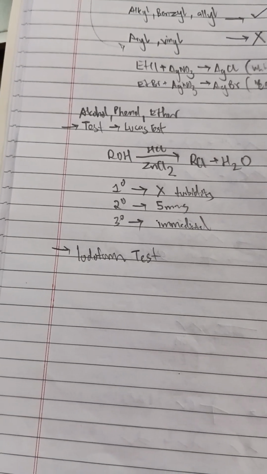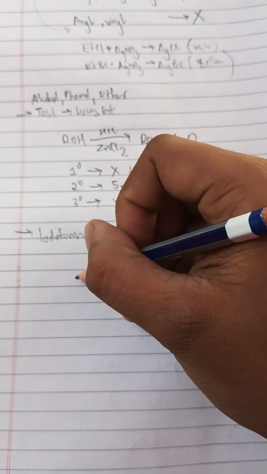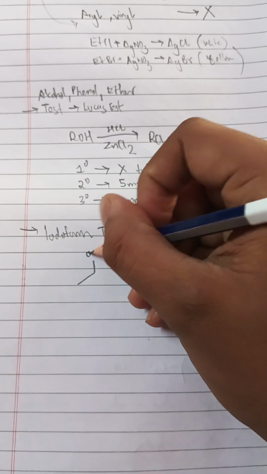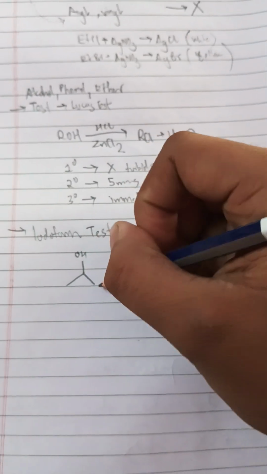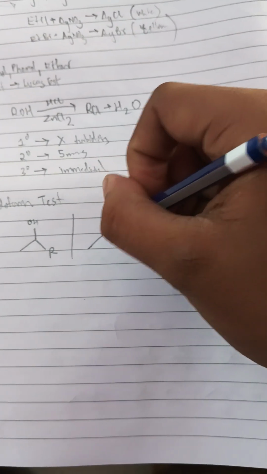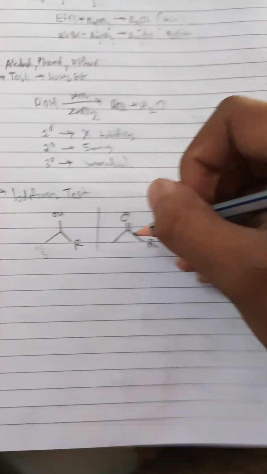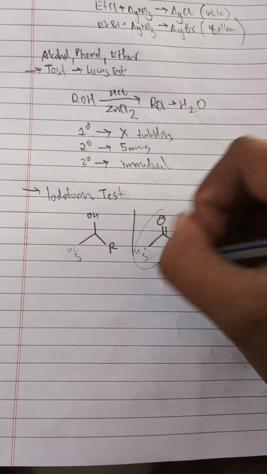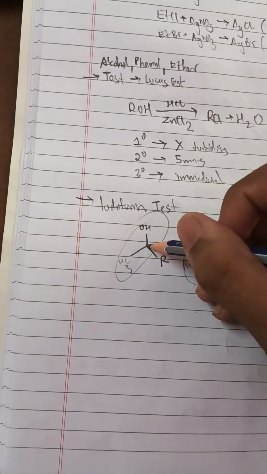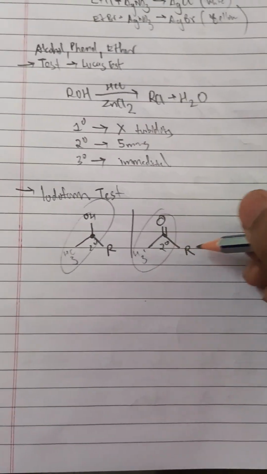So let's see the reaction now. First of all, the iodoform test is done with this kind of group. Okay, we need this kind of group here. Here will be a CH3 and here will be a CH3. This kind of group is needed. Okay, the 2 degree can be seen here.